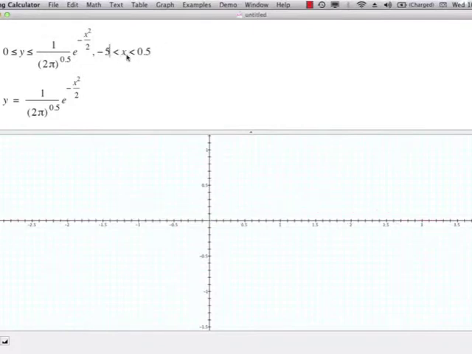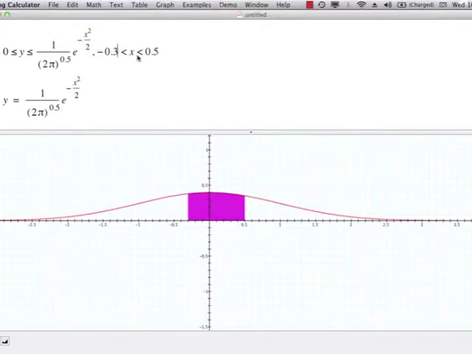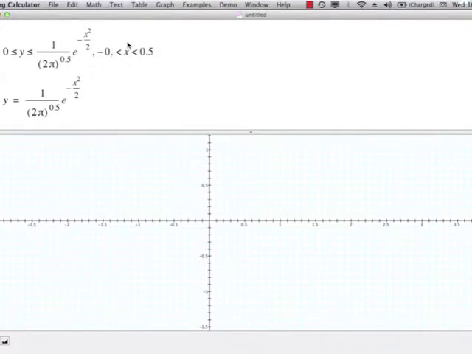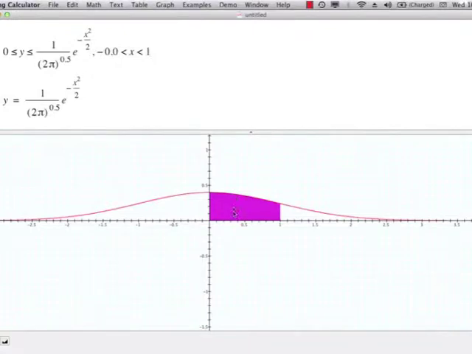And so I can change that to be any block that I want. Okay, so the question is, where do they get off saying that this region right here is 34.1% of the data? Well, if I go from 0 to 1, then my total area is 100% of the data. This pink area has got to be 34.1% of the data, but how do I prove that?